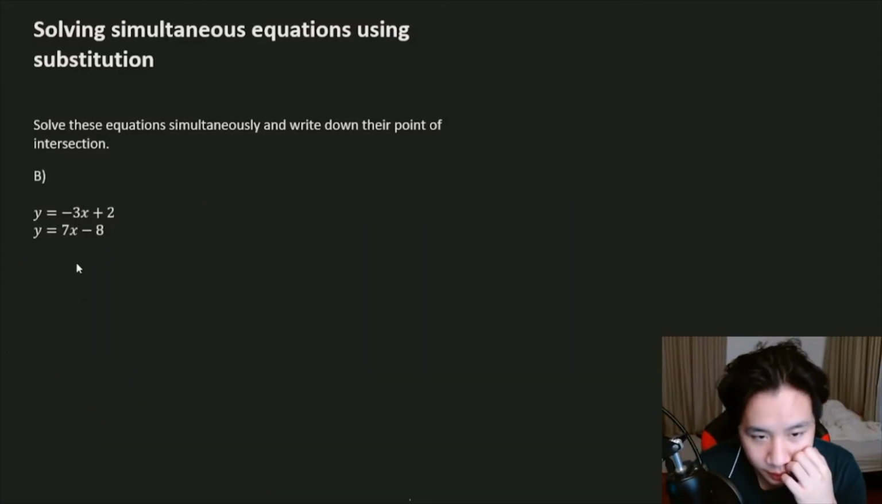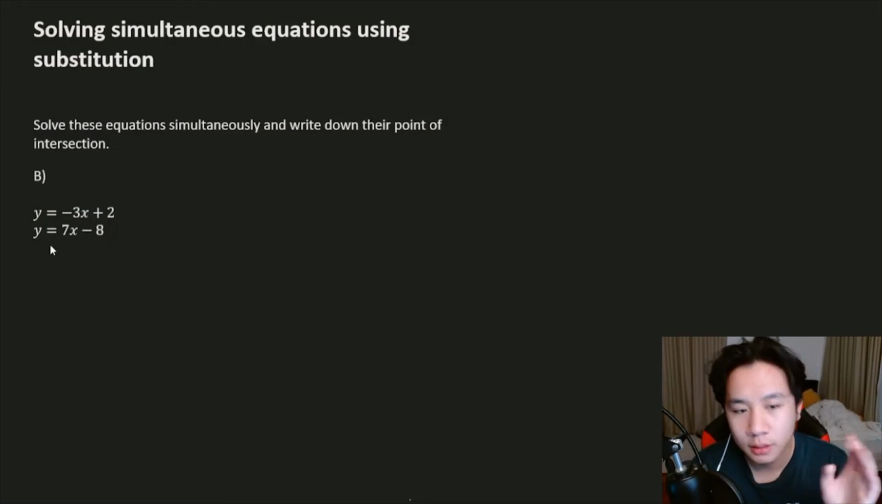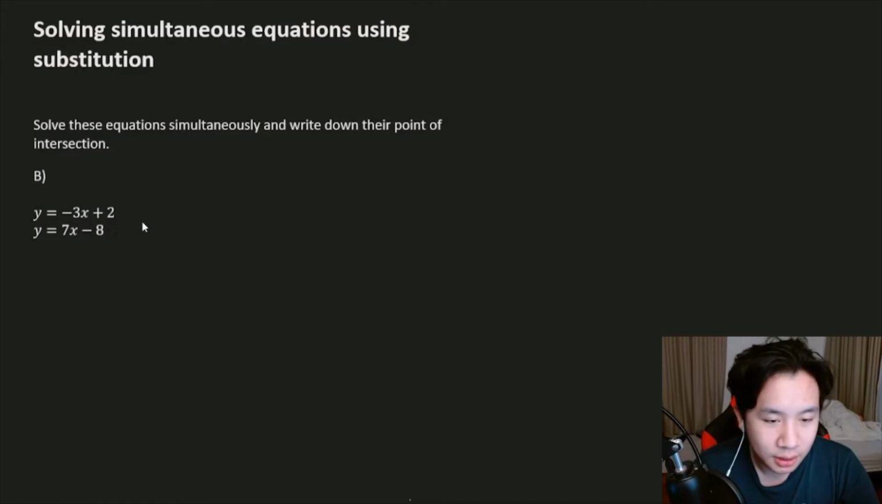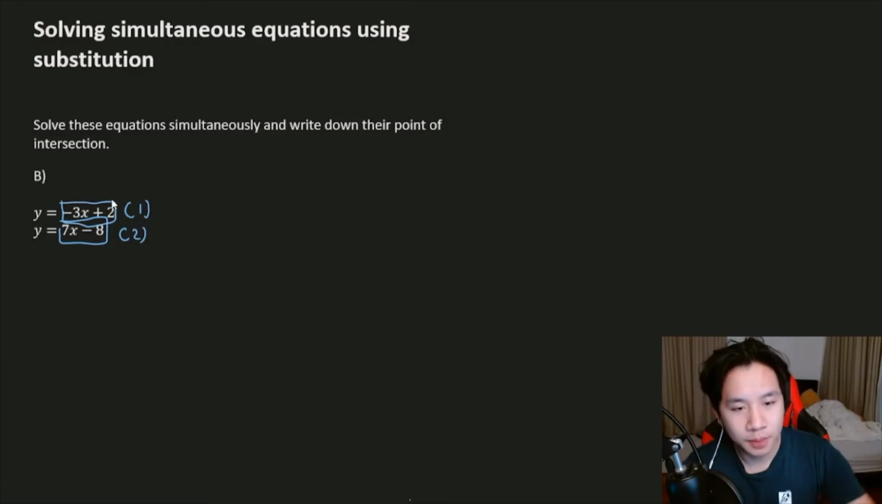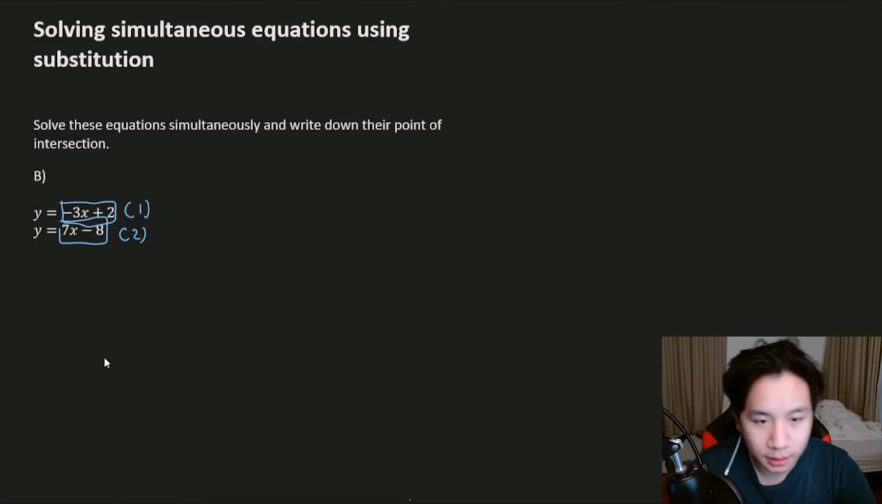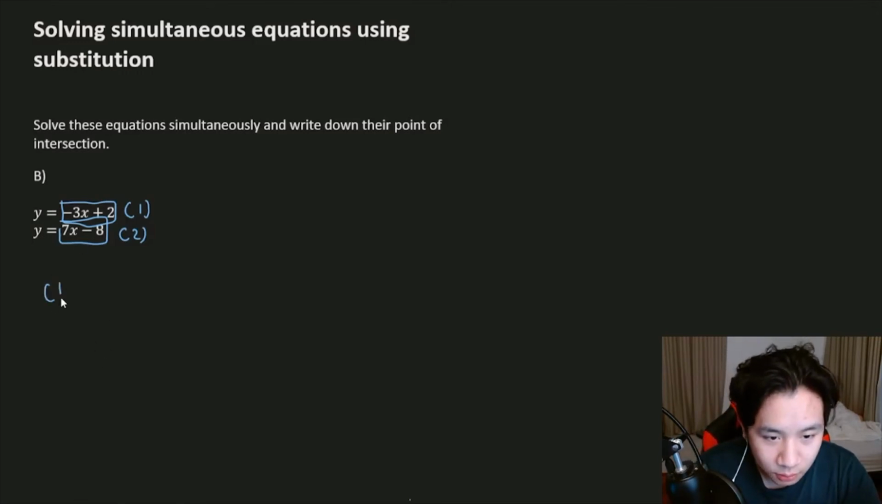Here we have two different sets of equations. So we have y is equal to minus 3x plus 2, and y is equal to 7x minus 8. Same thing, you want to label these as 1 and 2. Now, here's a very funny thing: they both have y in them. So I can say that these two expressions are equal to each other because they're both equal to y. And so what I'm going to write is this: 1 is equal to 2, because they're both equal to y.